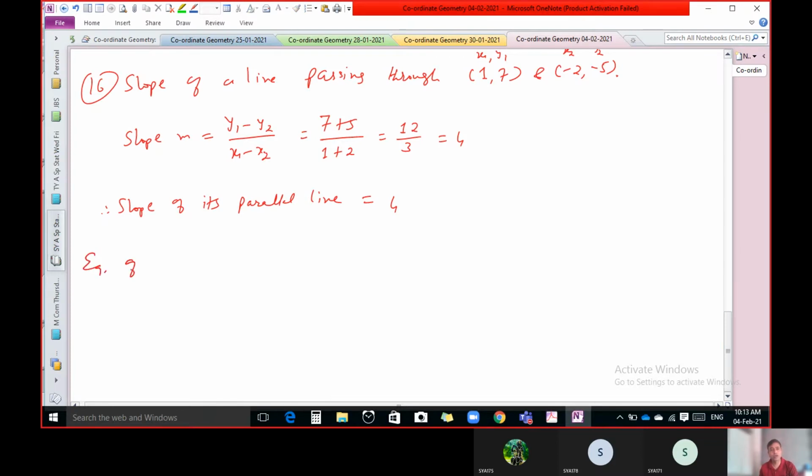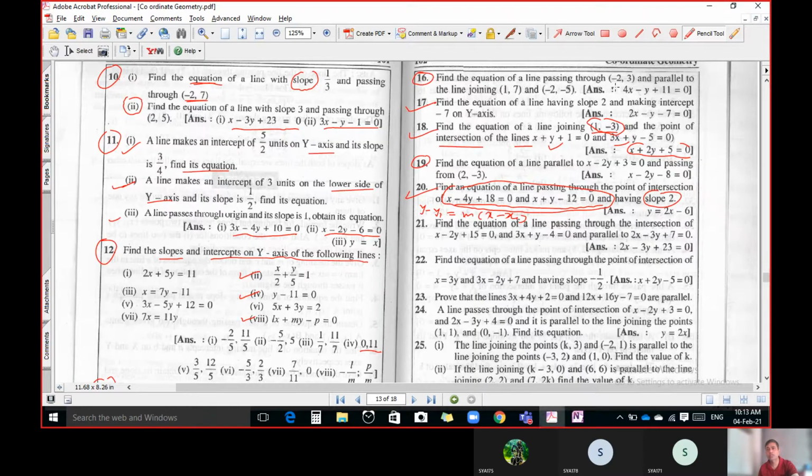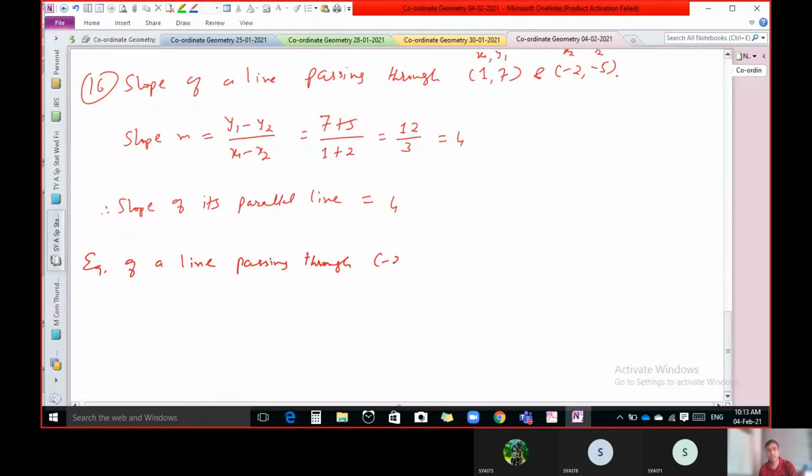So equation of a line passing through which point? (-2, 3), with slope 4. Which formula we have to use here? y minus y1 is equal to m into (x minus x1). Now consider this one is your x1, y1 and tell me the answer. y minus 3 is equal to 4 into (x plus 2).